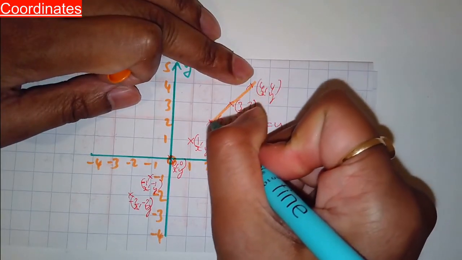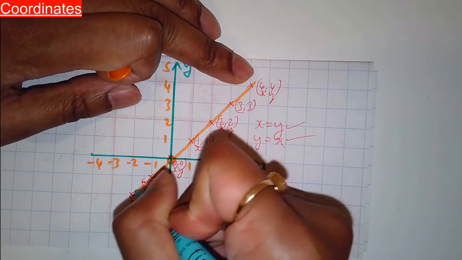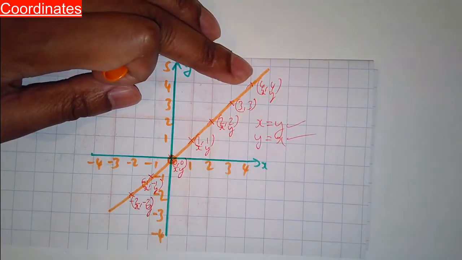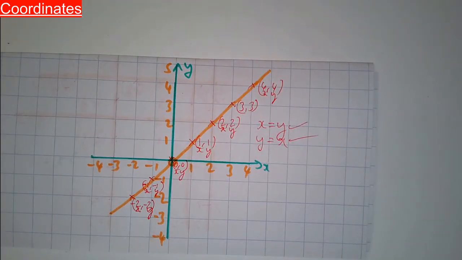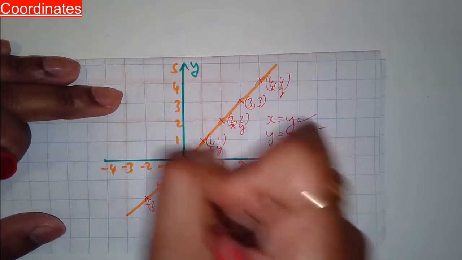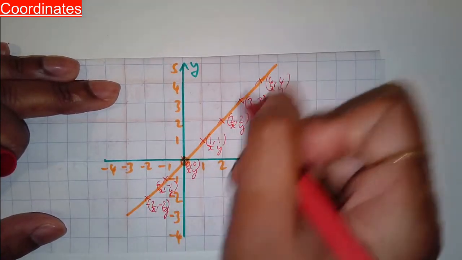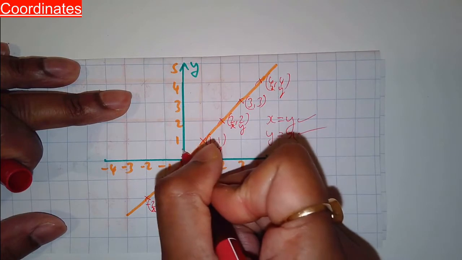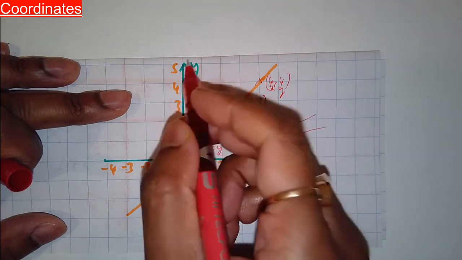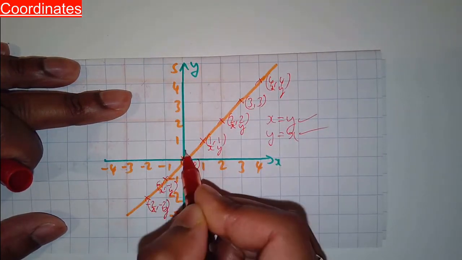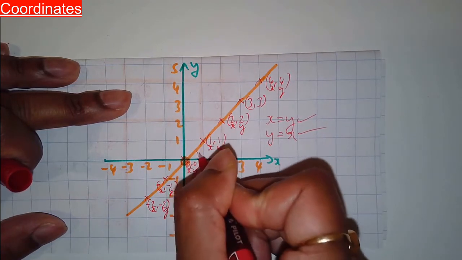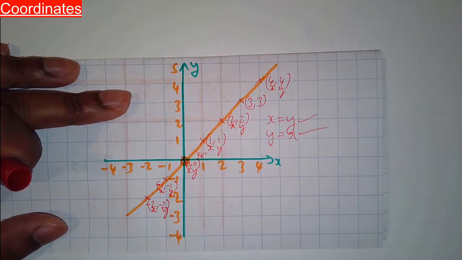Now if you join all these crosses up, preferably using a ruler, that line itself is called the x equals y line, or y equals x. So that's a diagonal line. That's at 45 degrees. The y-axis and the x-axis make 90 degrees. Half of 90 is 45. So that there is 45, just in case you're wondering.